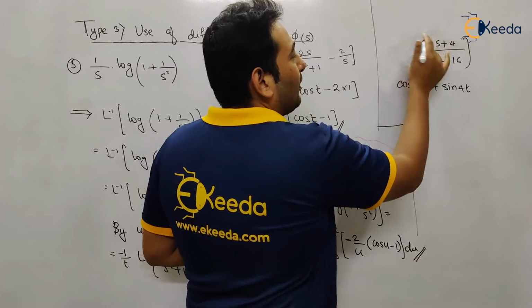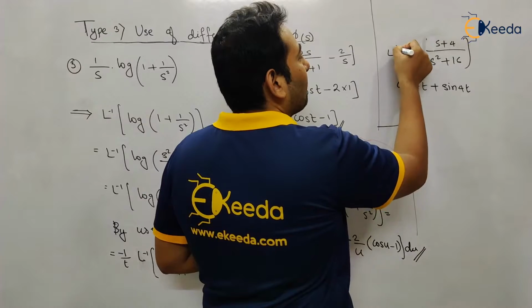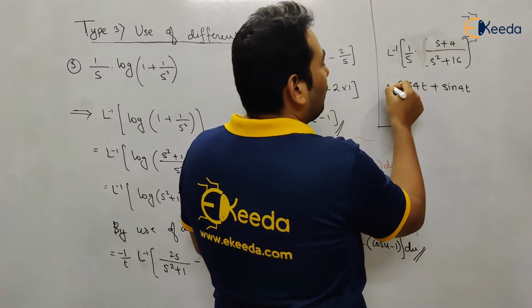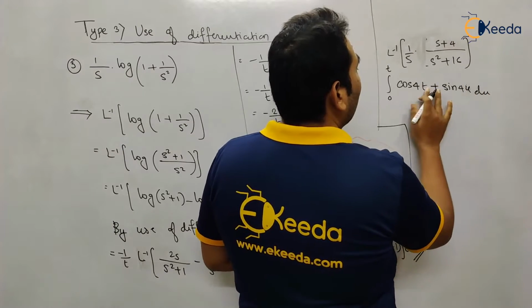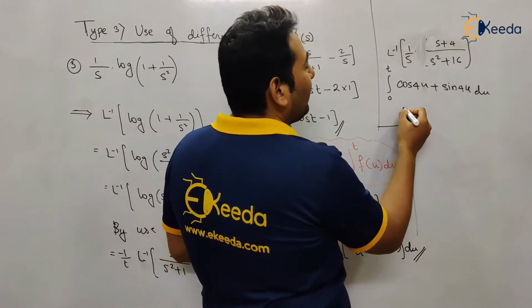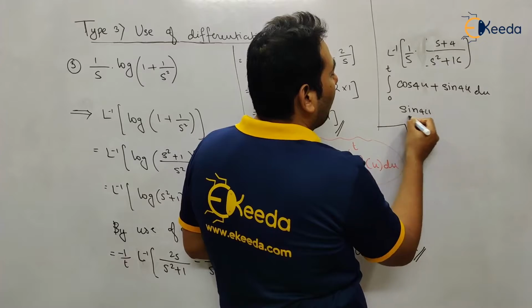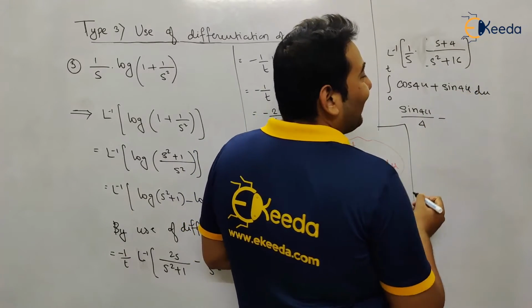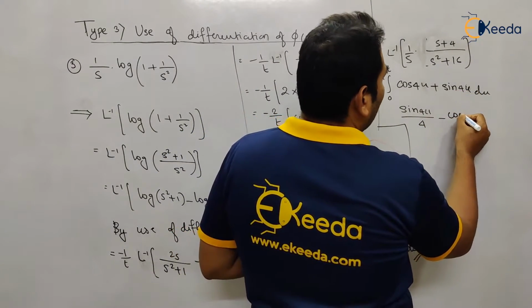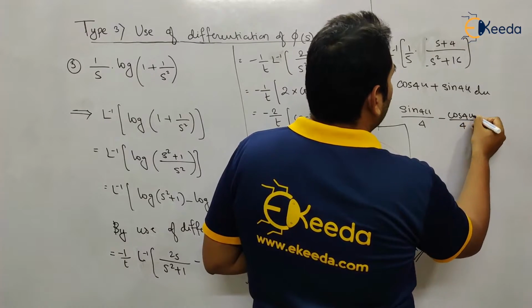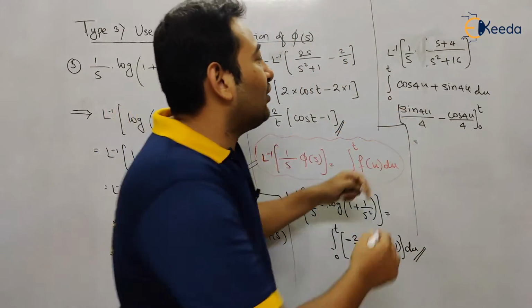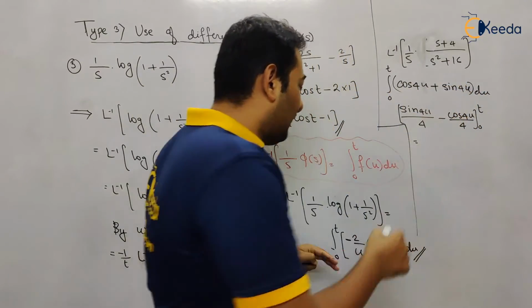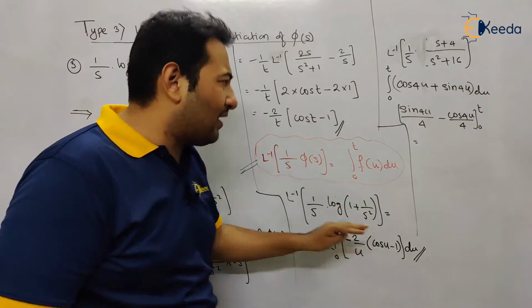And suppose there is 1 upon s here, then due to this 1 upon s, it will be integrated from 0 to t, and everything should be in terms of u. Cos 4u integration is sin 4u upon 4. Sin 4u integration is minus cos 4u upon 4. That will be from 0 to t. Here, since the integration is solvable, I am solving further. There it was not solvable, therefore that was my required solution.